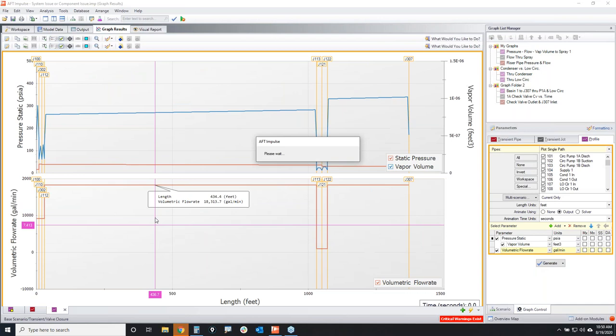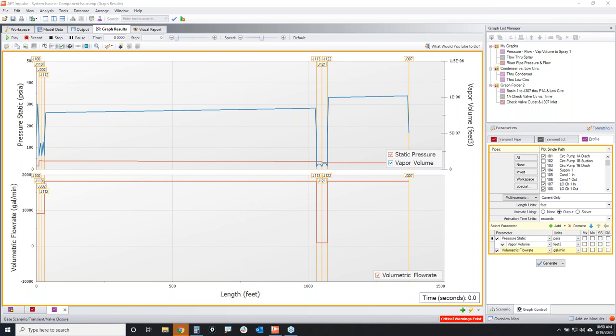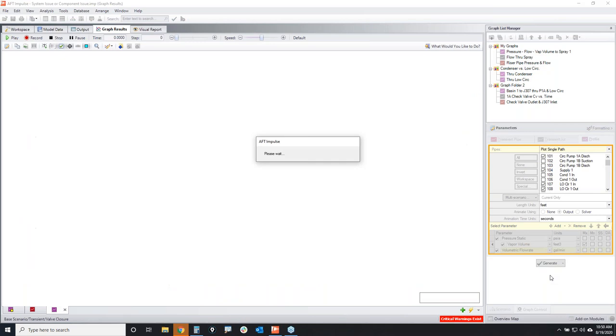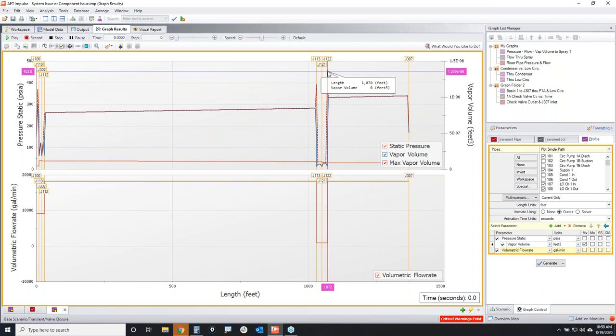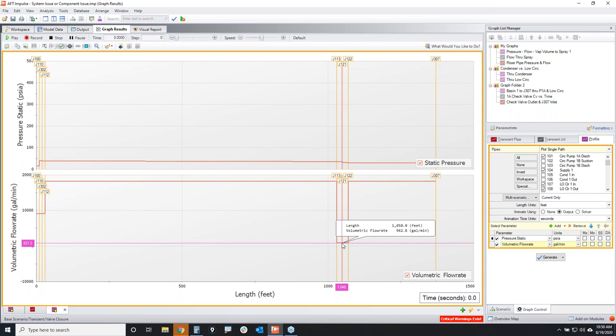And so it does show vapor volumes here, but they are very, very small. That's because I'm using the discrete gas cavity model. And if I was to turn on the maximum value for vapor volume, I can see that the maximum value for vapor volume is basically zero. So this tells me that in this part of the system, in that flow path, I don't have any cavitation because it's essentially zero. So I'm going to remove that parameter and I'm just going to look at pressure and flow.